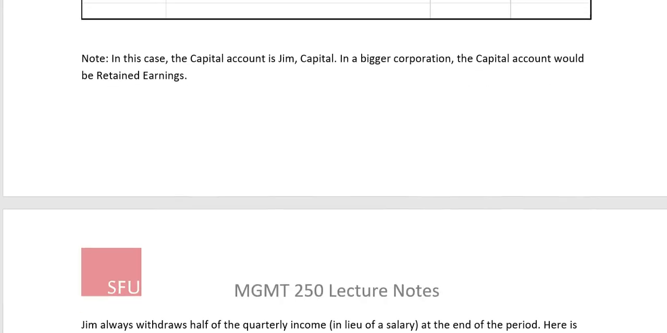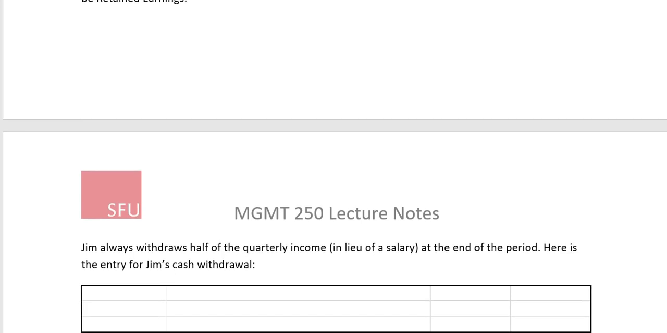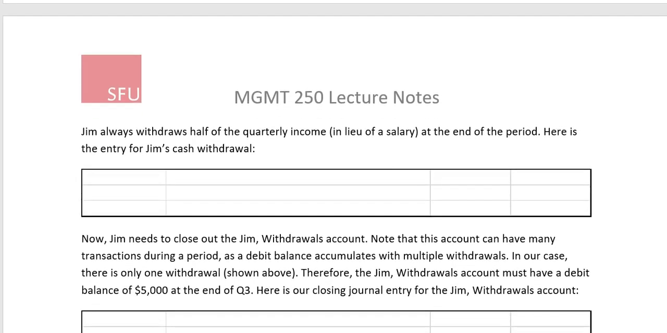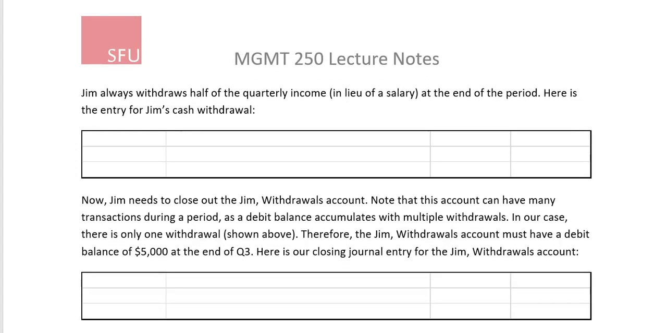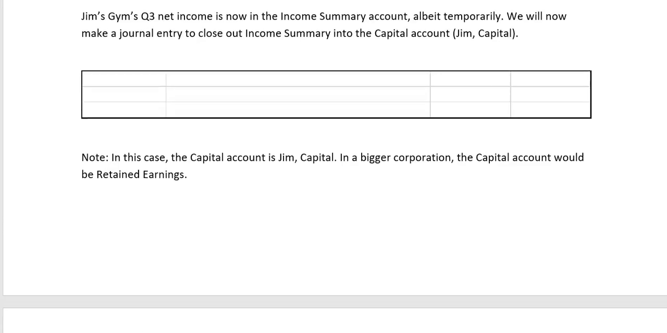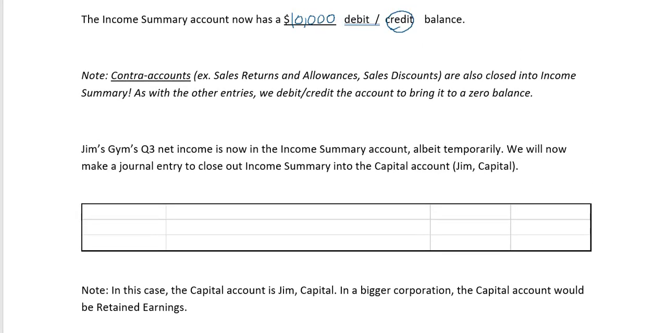Also have a look at the next couple of journal entries. One will be an owner's withdrawal for half of the quarterly income. So Jim will withdraw half of what he's earned in the quarter for his personal use. And then there will be a closing of the withdrawals account. So have a look at all three of those, and then we will cover those in the next video.